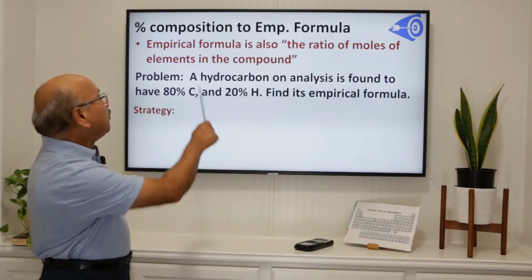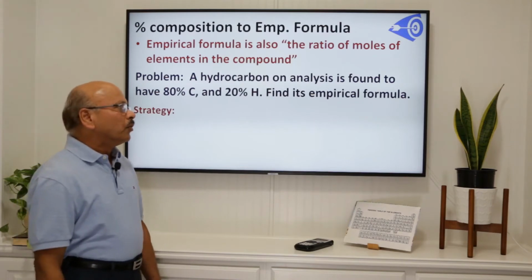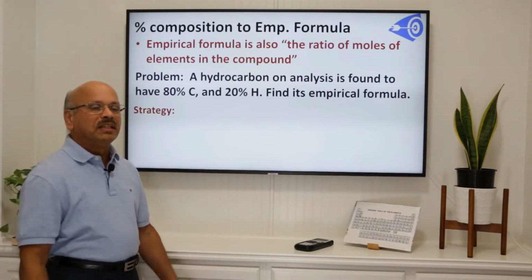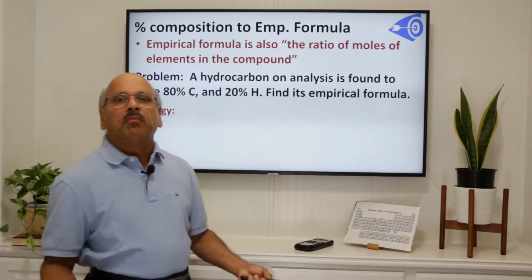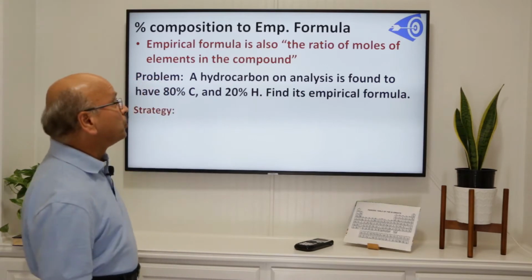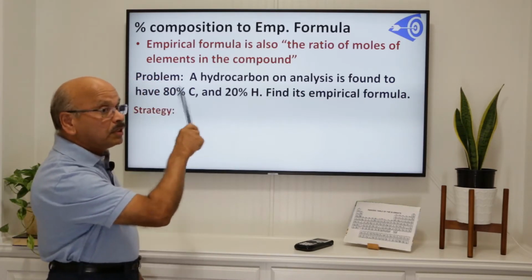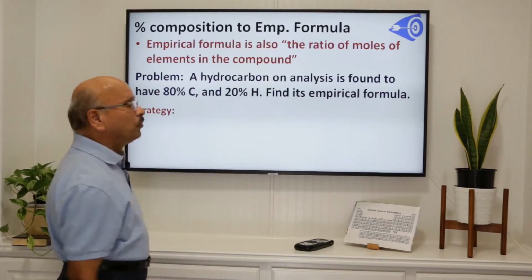Okay, percentage composition to empirical formula. Let's do some problems based upon that. Percentage composition is what you get from experimental analysis of a compound. If it is given to you, that means the mass percent of all elements will be given to you. Then how will you find the empirical formula?